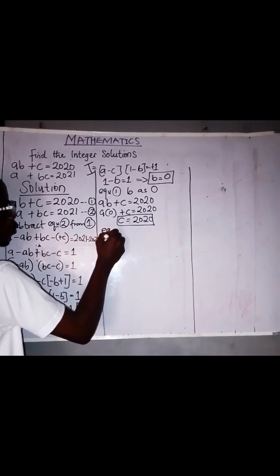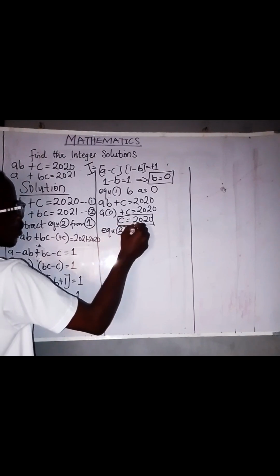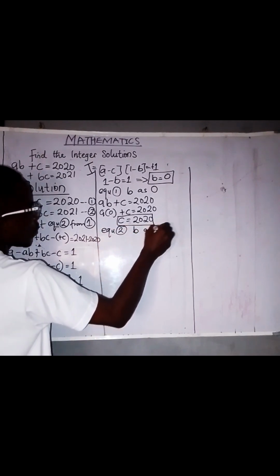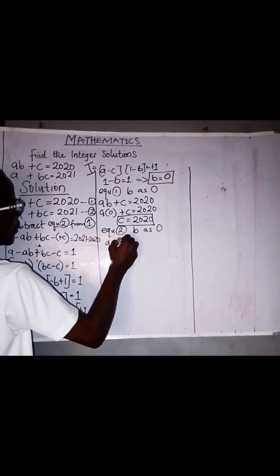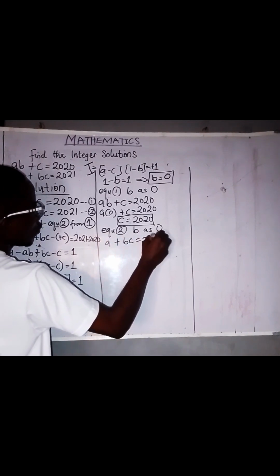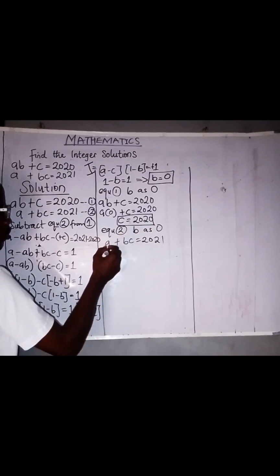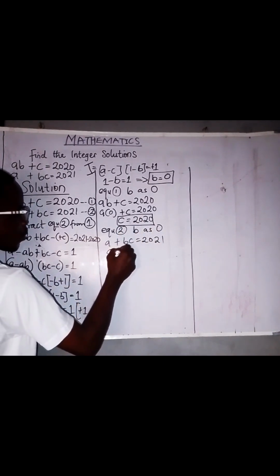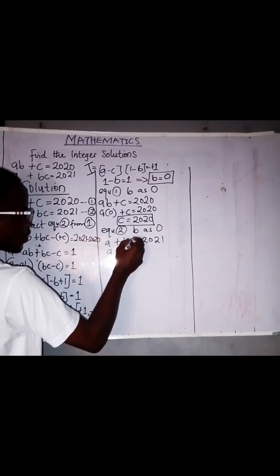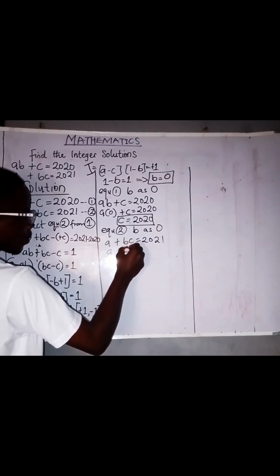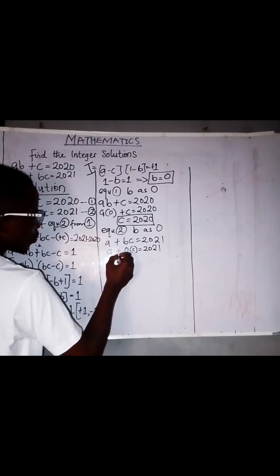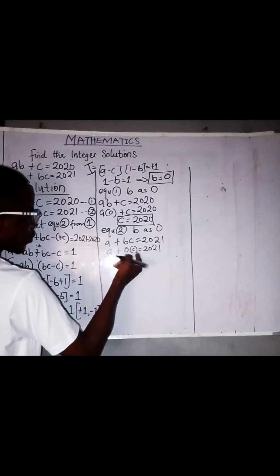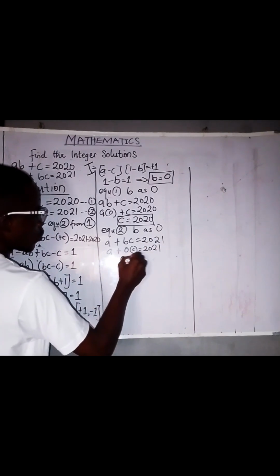So equation 2, b as 0. My equation 2 is a plus bc equal to 21. Alright, so anytime I see b, I put 0. So now it becomes a plus 0 times c equal to 21. 0 times c is 0. So my a is equal to what?